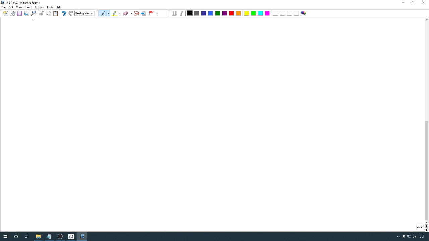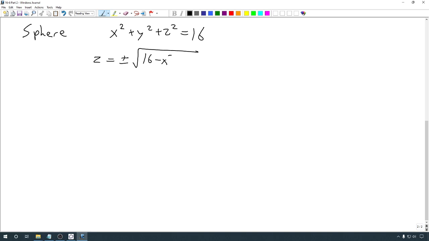Another possibility might be something like a sphere. If we want to parameterize a sphere of radius 4, which has the equation x squared plus y squared plus z squared equals 16, what we probably don't want to do is solve for z. If we had to solve for z, we get something like plus or minus the square root of 16 minus x squared minus y squared.